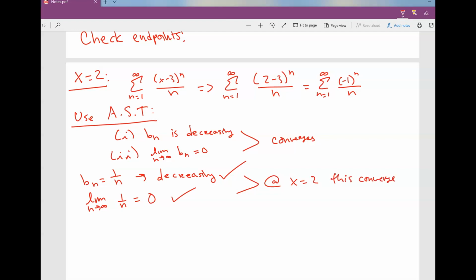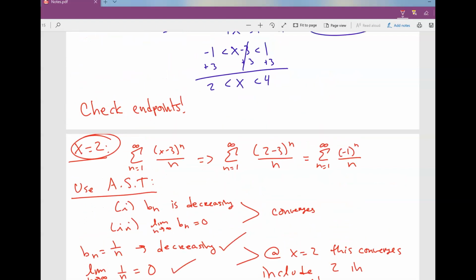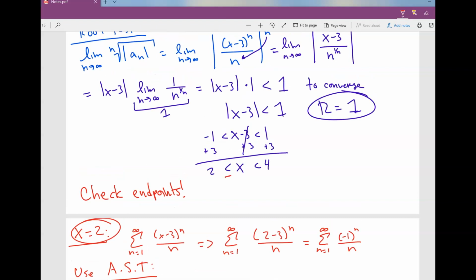So is 2 included? Yes, include 2 in the interval. So we are going to include this 2 in there. Okay, so 2, you are included. So when you go over here, you have to change this to an equal sign.